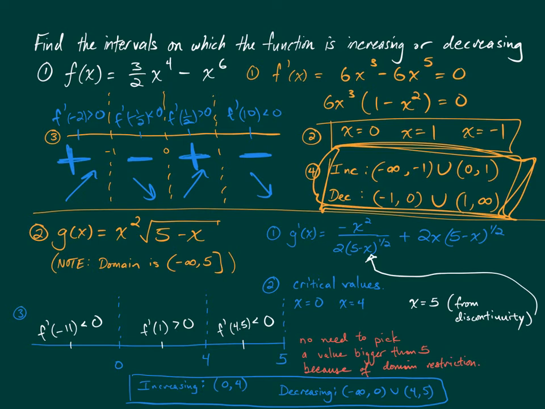And then I ended up getting something that was negative here, positive here, and negative here, which meant this was decreasing, increasing, and decreasing.